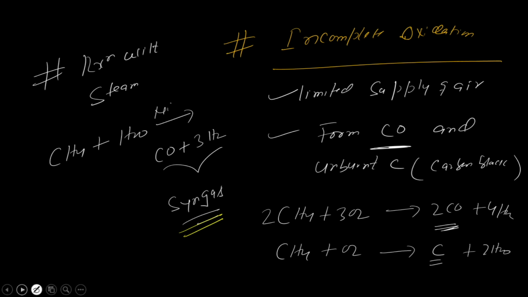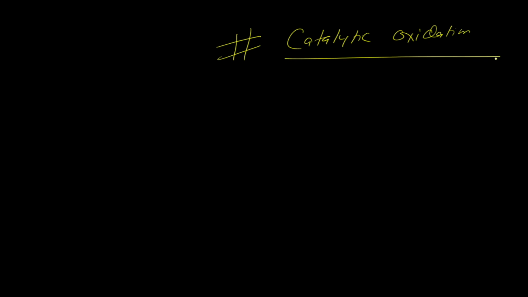Now we'll move to the next one. Next one is catalytic oxidation. Catalytic oxidation has different criteria. With different catalysts, an alkane forms different products. Have a look here, where I'll give you examples.